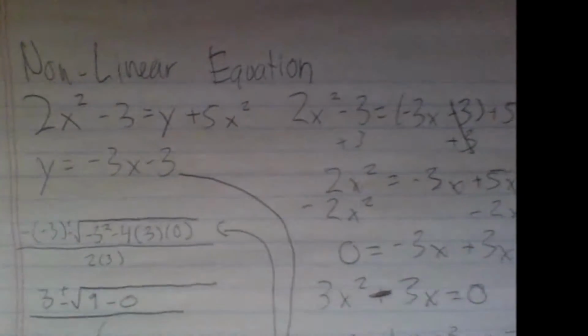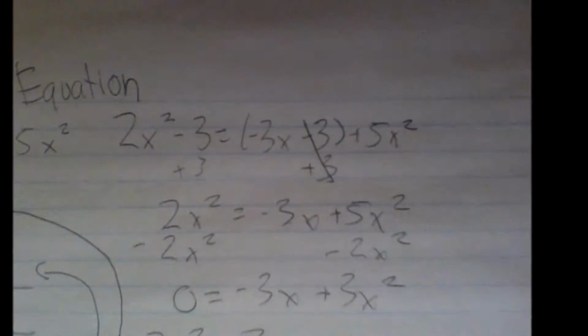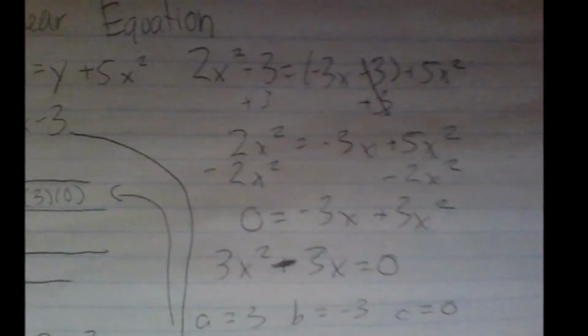Alright, Mr. Suhu, this is how you solve a system of nonlinear equations. So you start with 2x squared minus 3 equals y plus 5x, and y equals -3x minus 3. So you substitute in -3x minus 3 for y, getting 2x squared minus 3 equals -3x minus 3 plus 5x, and you add 3 to each side to get 2x squared equals -3x plus 5x. You subtract 2x squared from each side, which gives you 3x squared minus 3x equals 0.